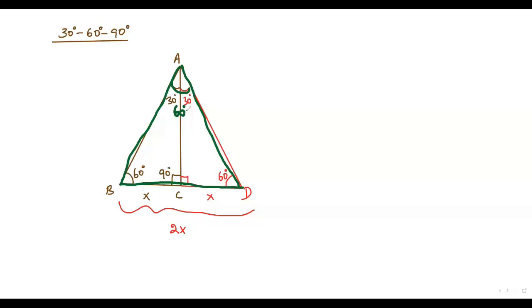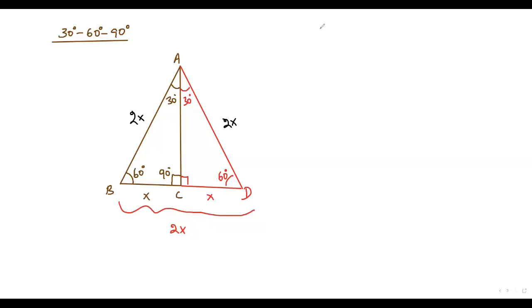An equilateral triangle means the length of each side of the triangle must be the same. Already I know the length of the side BD is 2x. Then what about the length of AD? It should also be 2x. And what about the length of AB? That one also must be 2x.